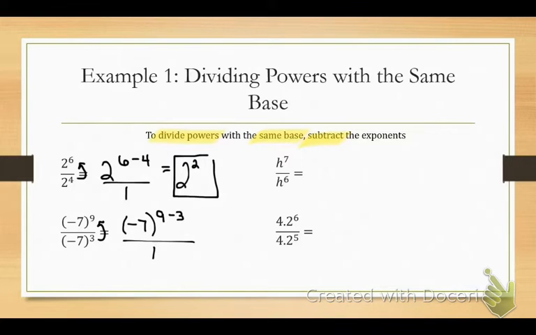So what's left in the bottom, and I already wrote it, what's left in the bottom when I do that? Nothing, just my understood 1. Because I brought all 3 powers of -7 to the numerator. Now, I'm going to write my common base and just subtract. What's 9 minus 3? 6. -7 to the power of 6.